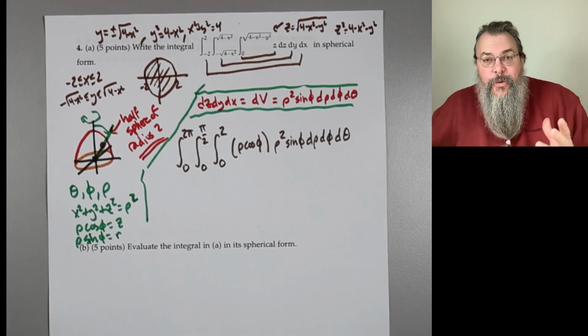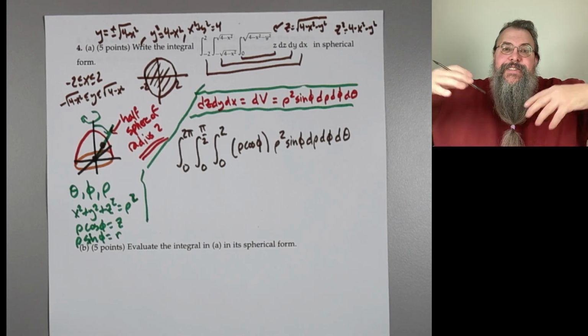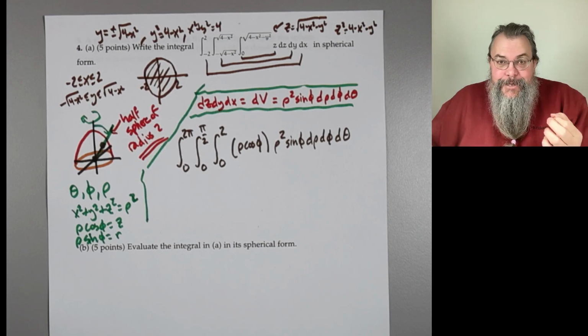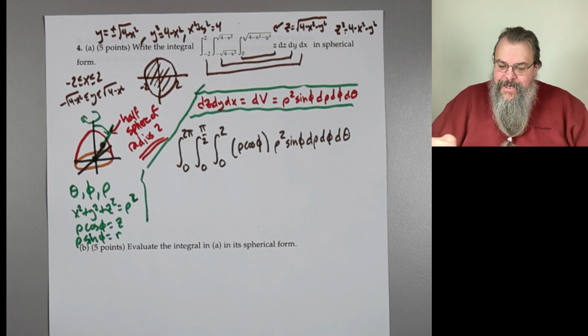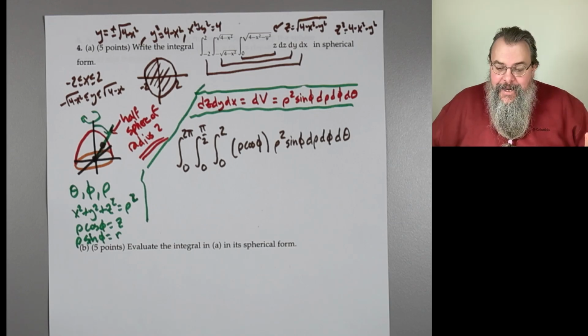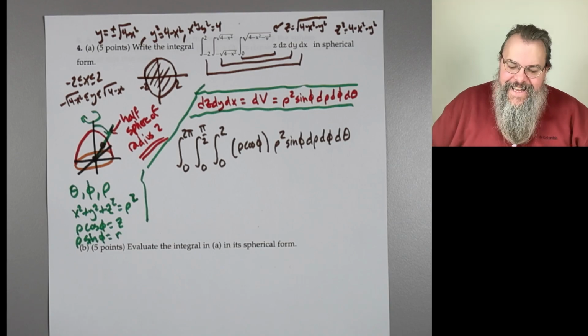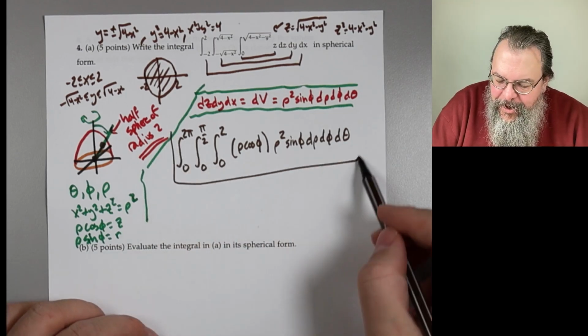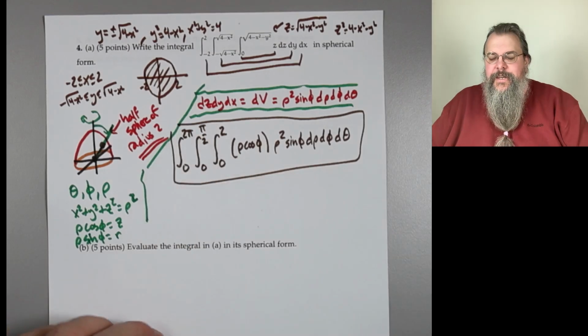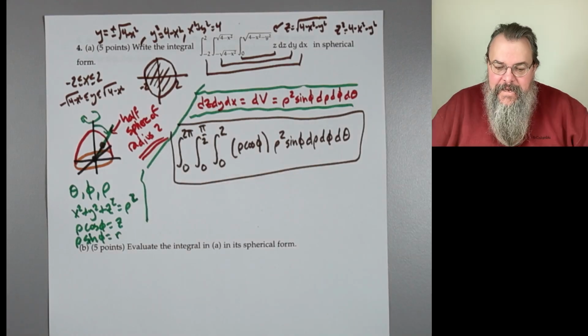That's why spherical coordinates are called spherical coordinates, because they work really nicely with spheres. Coincidence? I think not. Are we done with part A? Yeah, actually we are. That is part A. Oh, good. Now, part B.